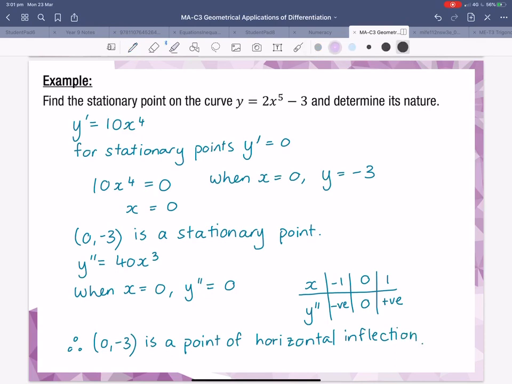And I'm trying to get into the habit of highlighting my final answer. It's probably not a bad idea to start doing that as well.